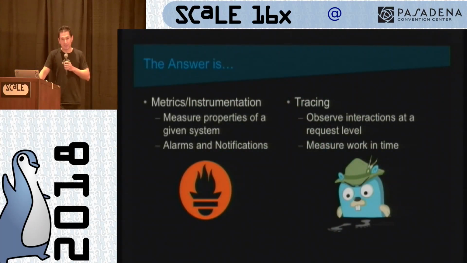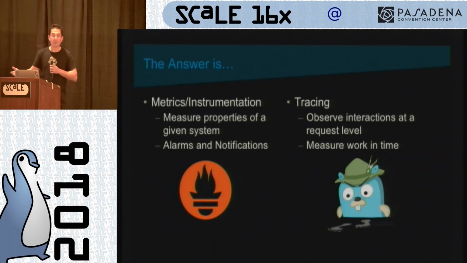So the cool thing is that there are actually some answers to these problems, right? The first one, as we already talked about in the agenda, is metrics and tracing. What metrics does is give you the ability to measure properties of a given system. And based on those measurements, you're able to create alarms and notifications for different behaviors, errors, or slowdowns within your given application.